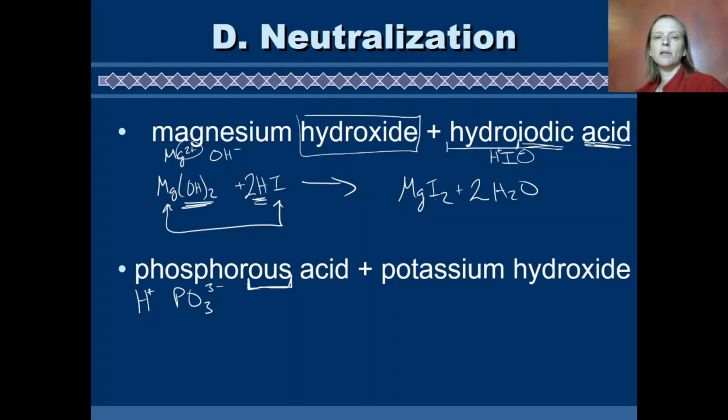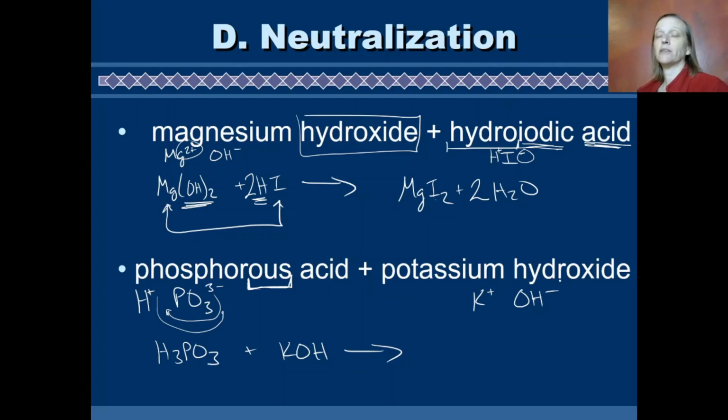Hydrogen only has a charge of +1, but this phosphite ion has a charge of -3. So if you prefer to use the crisscross method, 3 becomes the subscript on the hydrogen, and we have H3PO3 is phosphorous acid. Potassium hydroxide. Hydroxide is OH with a charge of -1, and potassium is in group 1, so it has a charge of +1 on its ions. So the correct formula for potassium hydroxide is KOH.